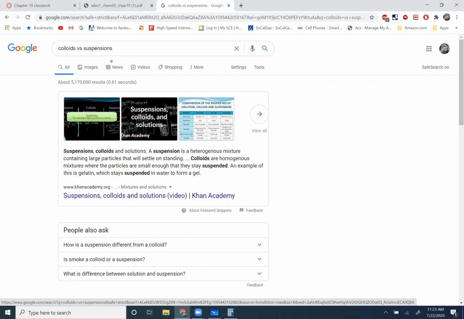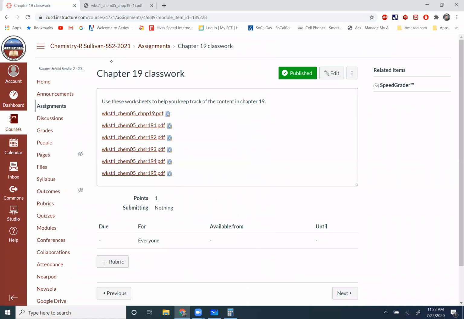There's just one question on that. Like, what is a colloid? That's about it. Or what's an example? I think it says, what's an example of a colloid? And the most commonly used example of a colloid is milk.